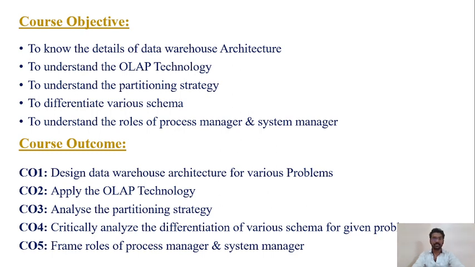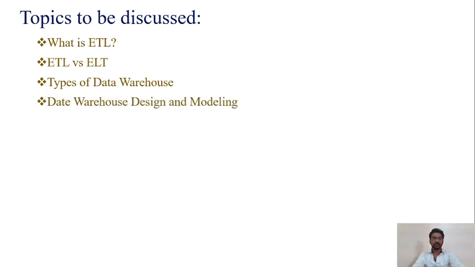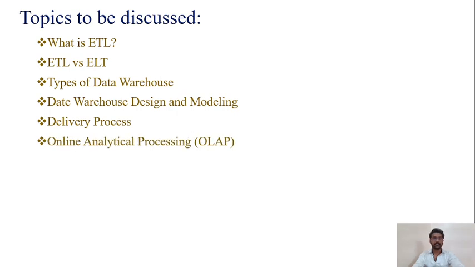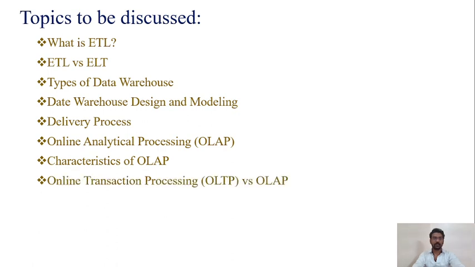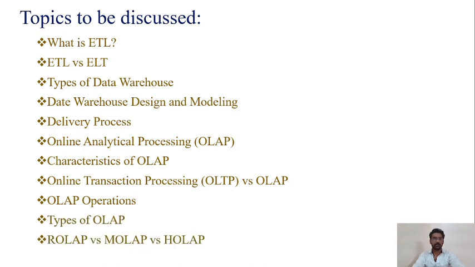Let's move into the topics involved in this unit. The topics to be discussed here are: what is ETL, ETL versus ELT, the types of data warehouse design and modeling, delivery process, online analytical processing OLAP, characteristics of OLAP, online transaction processing OLTP versus OLAP, OLAP operations, and types of OLAP, which are ROLAP versus MOLAP versus HOLAP. Let us discuss each topic in detail.